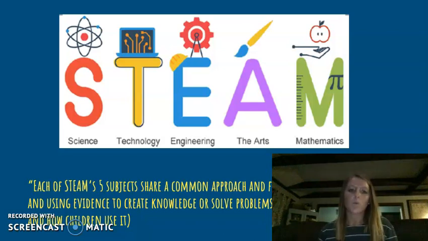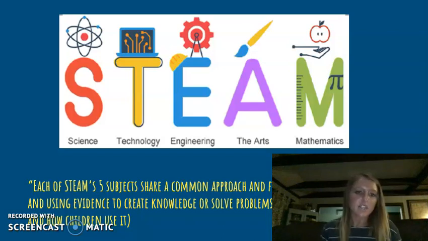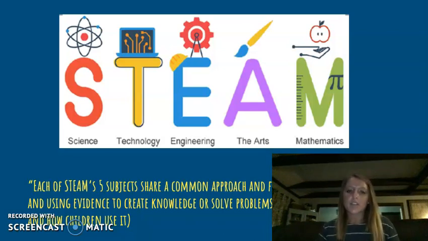This quote was from one of the resources I provided on your handout, and I really liked it. "Each of STEAM's 5 subjects share a common approach and focus. They require gathering and using evidence to create knowledge or solve problems." And this really sums up what STEAM is. We really want our students to create their own knowledge and solve problems.